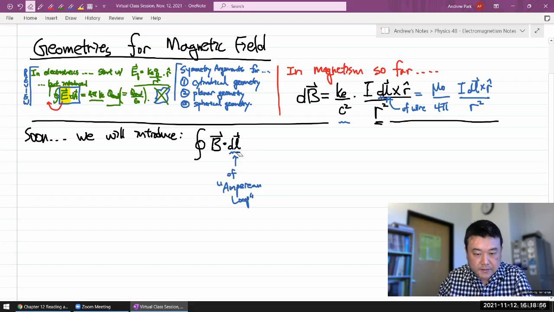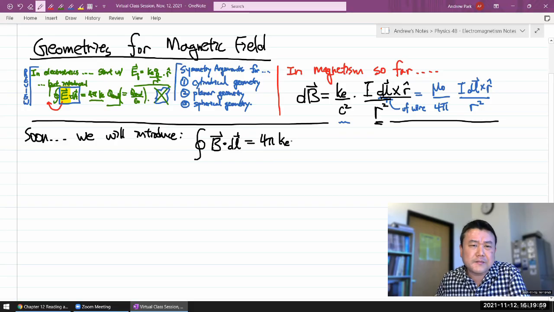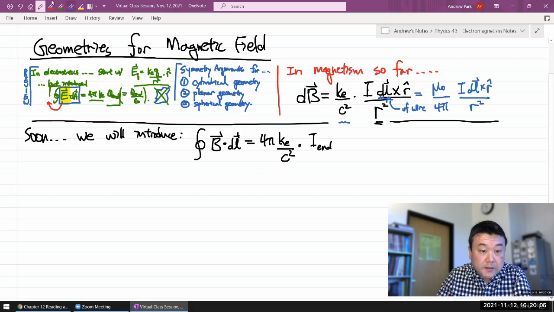Anyway, Ampere's law says that this integral takes a certain form that's related to the source of the magnetic field. It says this is equal to 4 pi times Ke, the Coulomb constant, same as Biot-Savart's law, divided by c squared, times the current enclosed. And there is quite a bit of similarity between what you see here and what you saw with Gauss's law.